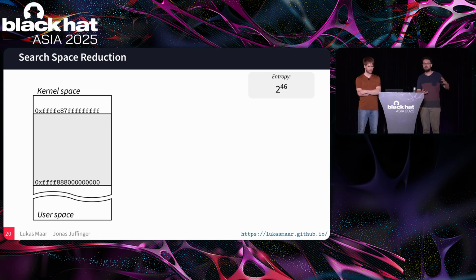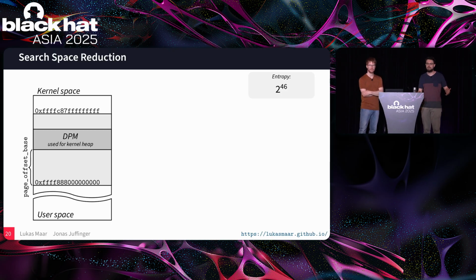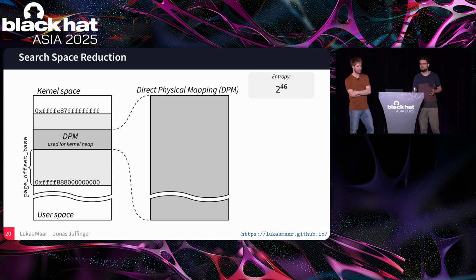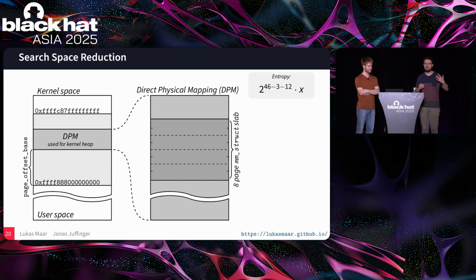But let's look at a few things. Heap pointers are always in the direct physical map. That's gigabyte page aligned, so it doesn't influence our next steps, which is quite nice. And now looking at the direct physical map, structs are always inside a struct slab. On this machine, for example, this struct slab is 8 pages large. So this reduces our search space by 2 to the power of 3, which is 8, and 2 to the power of 12, because that's the size of a page.